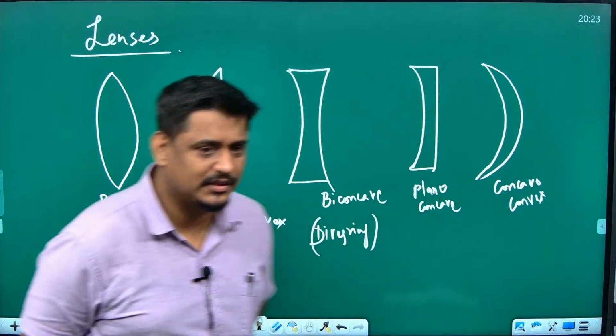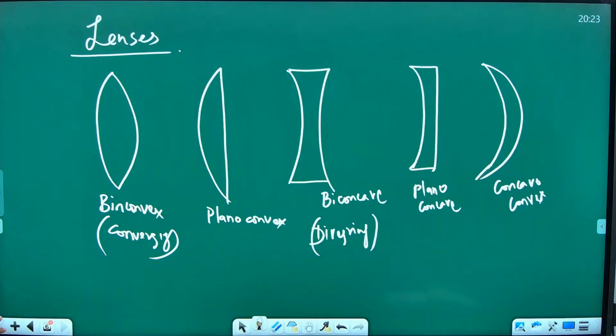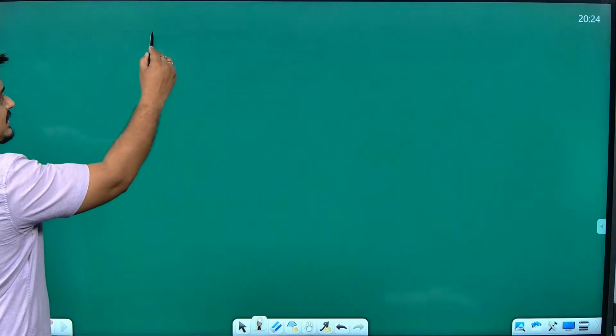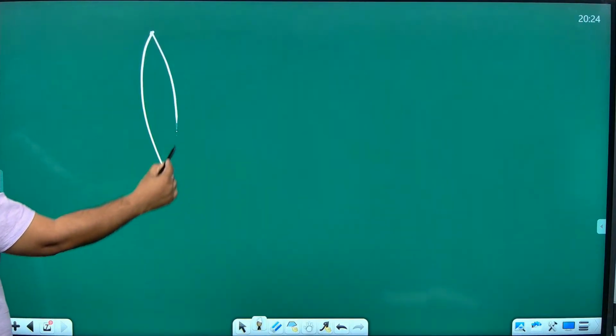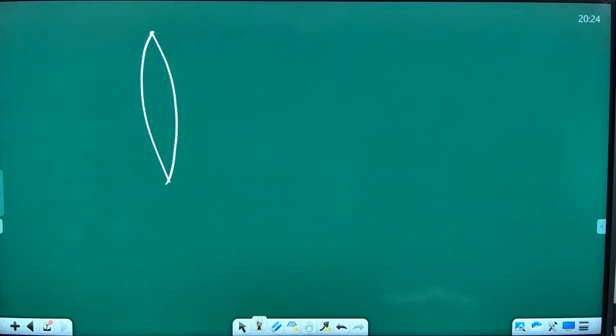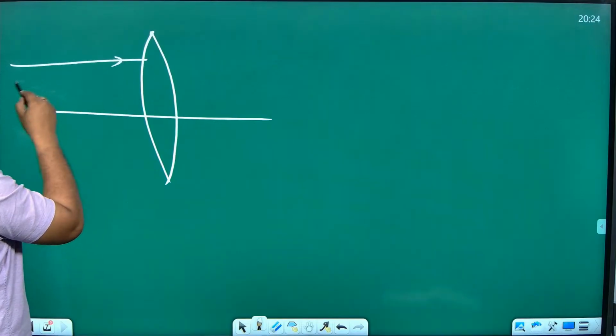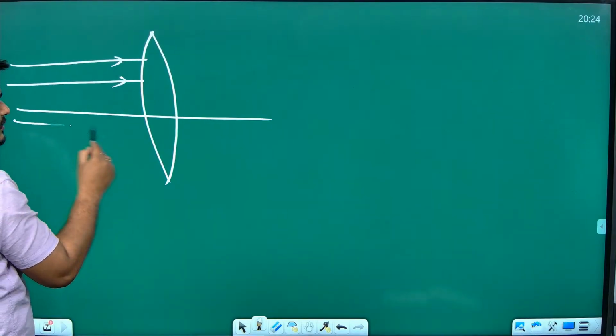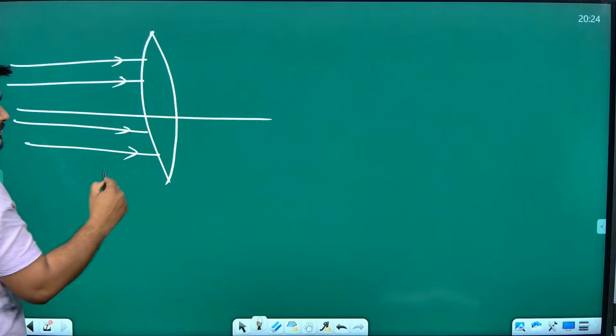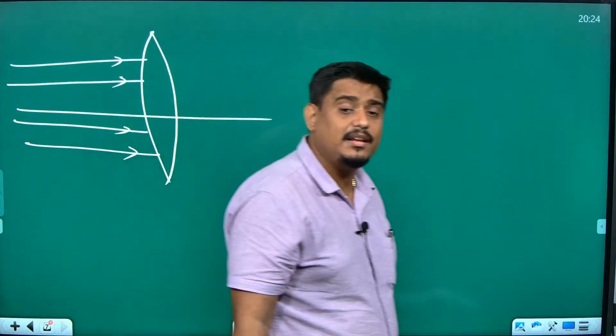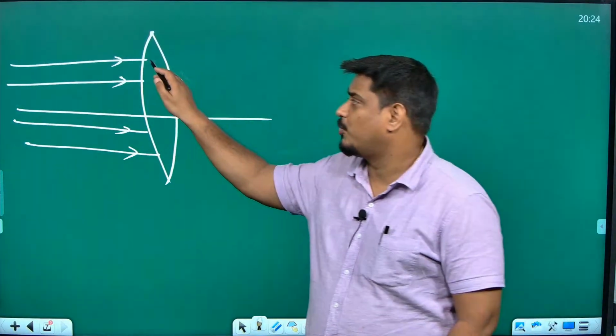Okay, I'll proceed further. Pay attention now. See guys, if you have a convex lens, and if you have rays coming from far, what will happen? They will converge. At what point?